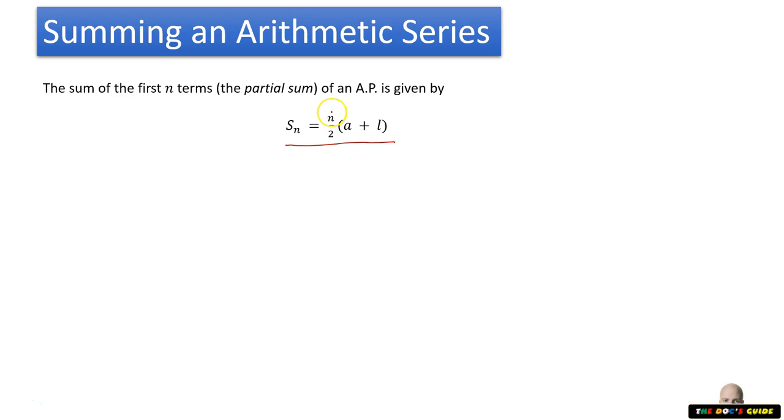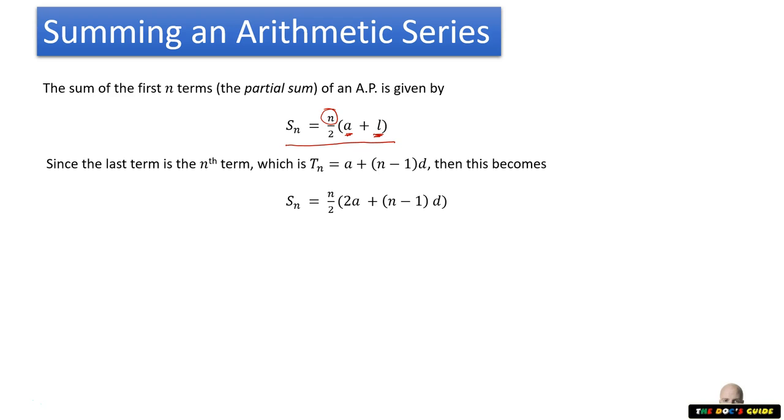So we have the number of terms divided by 2, and this is our first term and this is our last term. Now we don't always know what the last term is, but we do know that the last term, the nth term, is given by a plus n minus 1 d. So if we substitute a plus n minus 1 d for L, then this gives us probably the more general equation for summing an AP, which is n on 2 outside of 2a plus n minus 1 d.